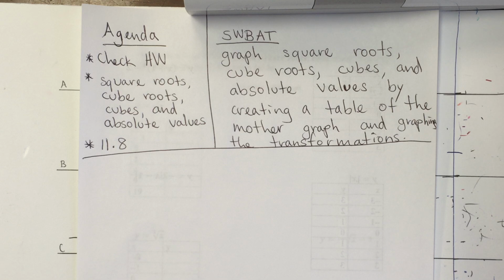We're going to be learning how to graph square roots, cubes, and absolute values. And today's homework is 11.8. So today students will be able to graph square roots, cubes, and absolute values by creating a table of the mother graph and graphing the transformations.